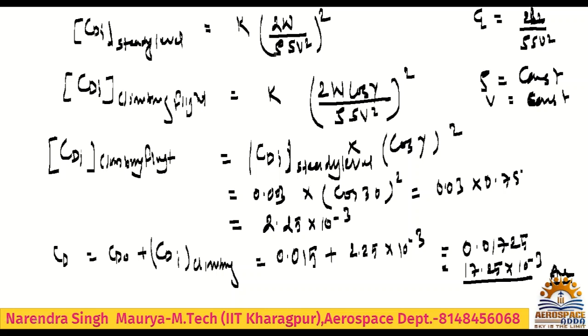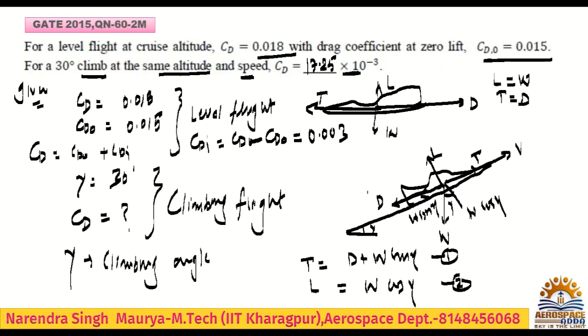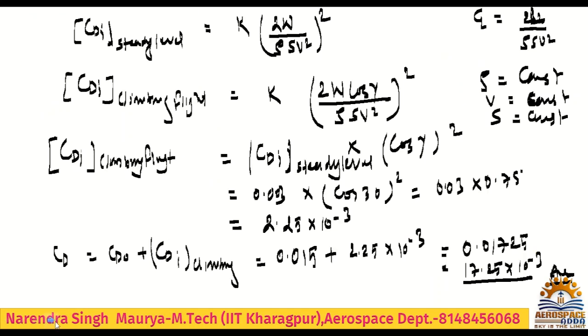Take the ratio, all the values like k cancel out, rho and S will cancel out. In fact, velocity will also cancel out because it is given constant. They have mentioned altitude and speed are constant. See, same altitude and speed, so velocity will be constant, altitude means density will be constant. So this is the solution for this problem. I hope you all understand.